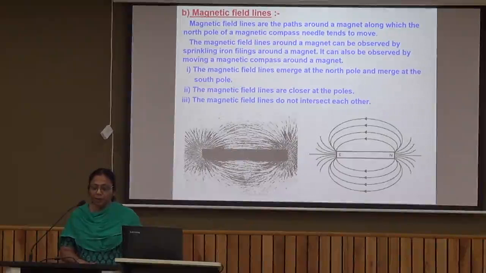First, the magnetic field lines emerge at the north pole and merge at the south pole of the magnet. Second, the magnetic field lines are closer at the poles, where the magnetic field is strong. Third, the magnetic field lines do not intersect each other.